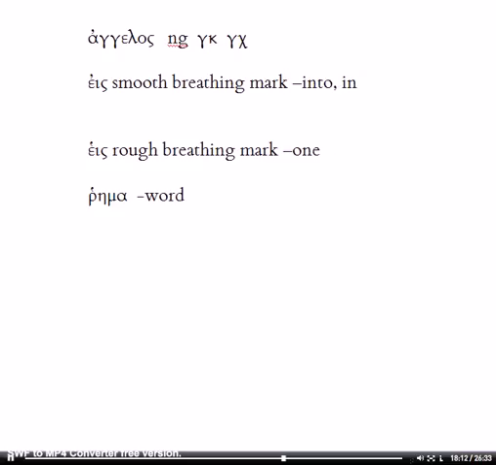There's the acute accent. Let's pick a word here. Christos. Notice we have an accent over this particular syllable. That lets us know to accent that particular syllable when we're pronouncing the word. Christos. That's what's called an acute accent.